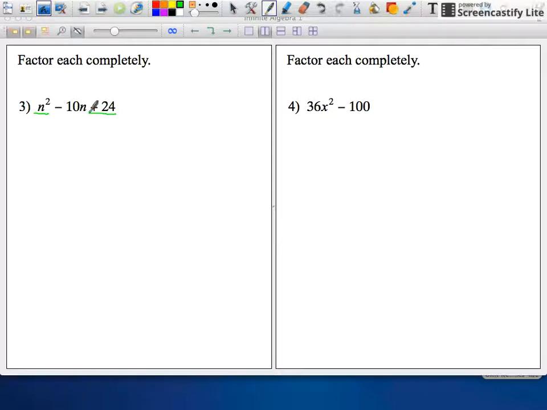To do that, our step is we multiply our first term and our last term, giving us 24n squared. Then we have our little tree. We want them to multiply to be 24n squared, but add to be this middle term.